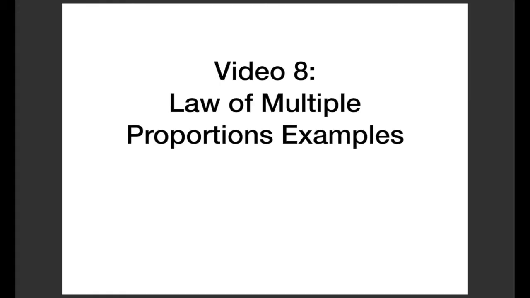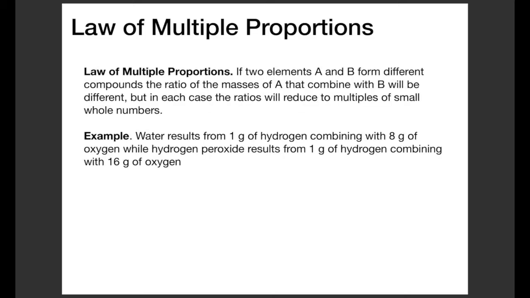In this video, we're going to go through a few examples exploring the law of multiple proportions. In the previous video, we stated that the law of multiple proportions states that if two elements A and B form different compounds, the ratio of the masses of A and B that combine with one another will be different, but in each case, the ratios will reduce to multiples of small whole numbers. We then gave an example comparing water to hydrogen peroxide. I'm now going to go through and show how that example supports the law of multiple proportions.